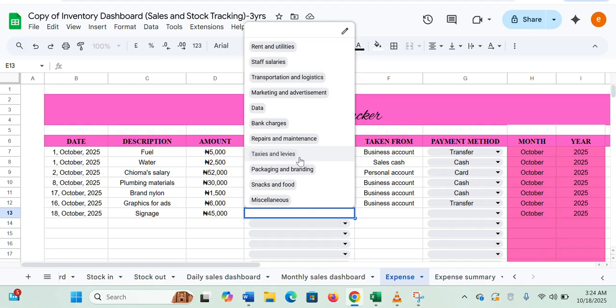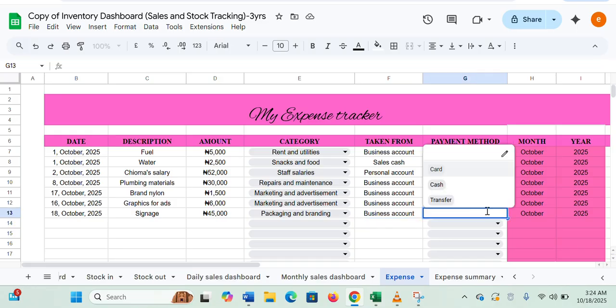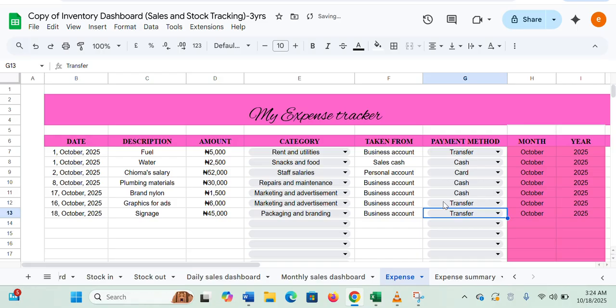So I said earlier, signage is under packaging and branding. Do you understand? Where have you taken this money from? Obviously it is your business. It has to be from your business account. Do you understand? You can take it from anywhere too. Probably your husband gave you money. Please indicate. Do you understand? Yes, and you probably made a transfer. Then again, please remember, in this pink bar you don't have to input anything there.